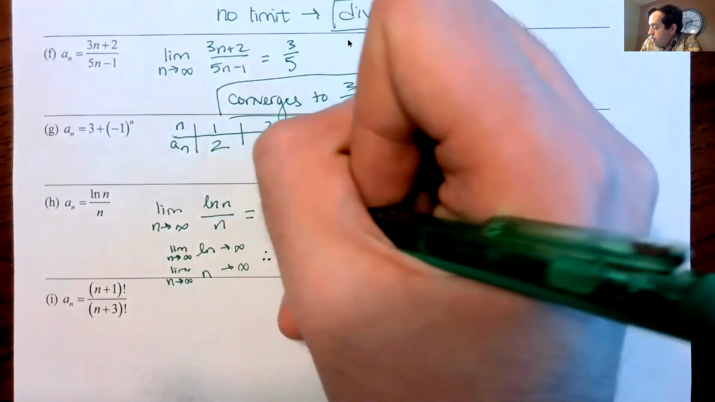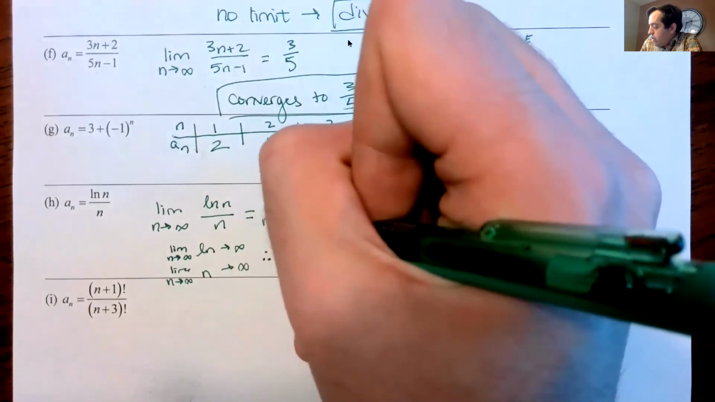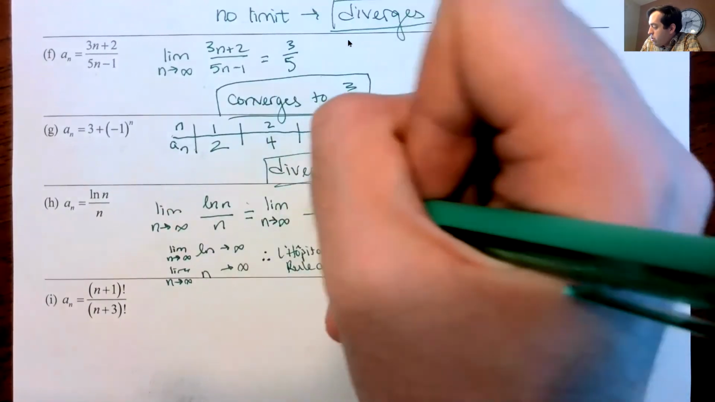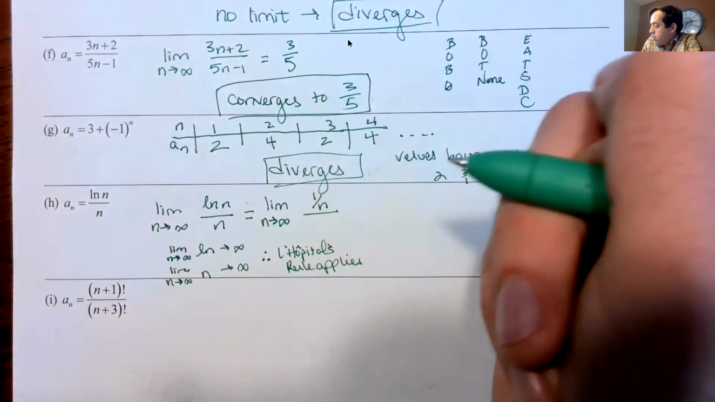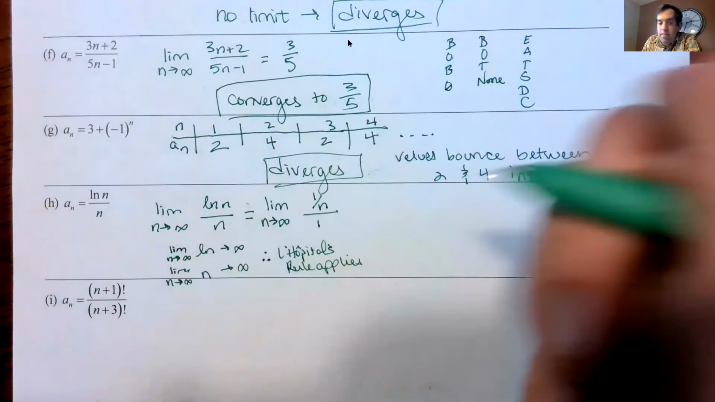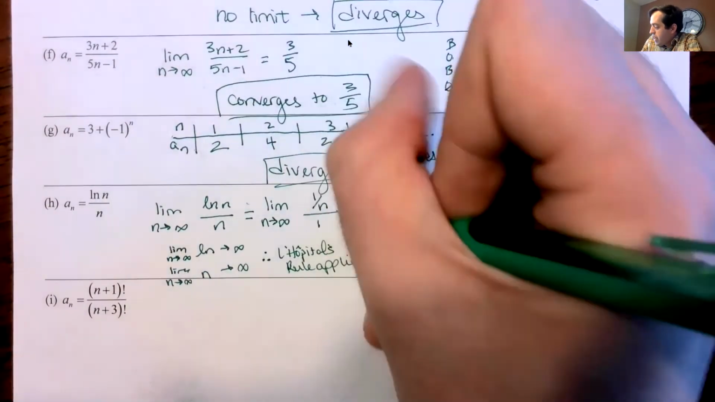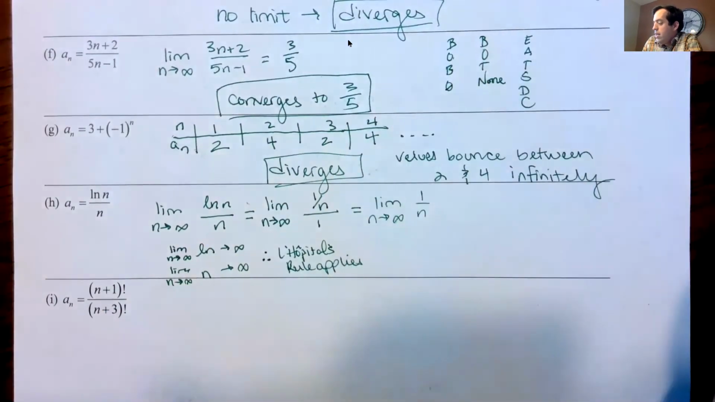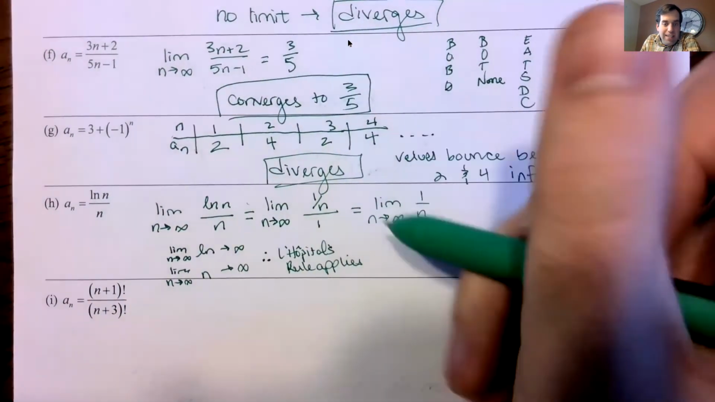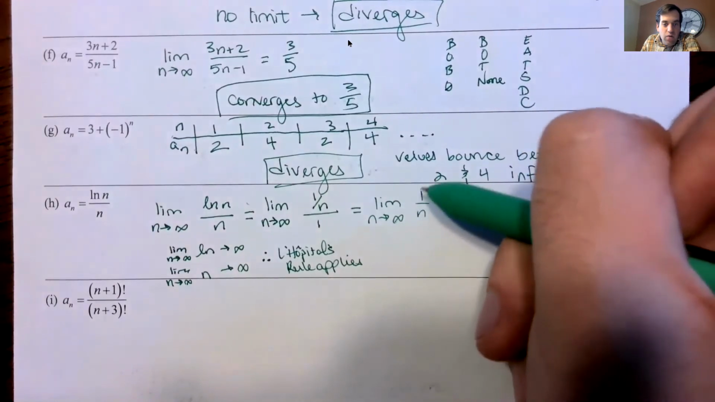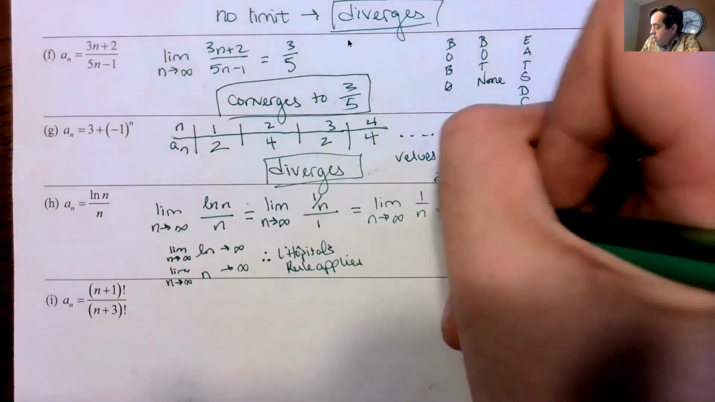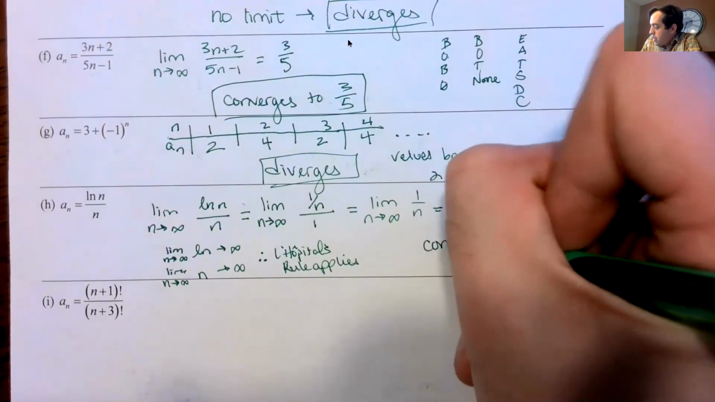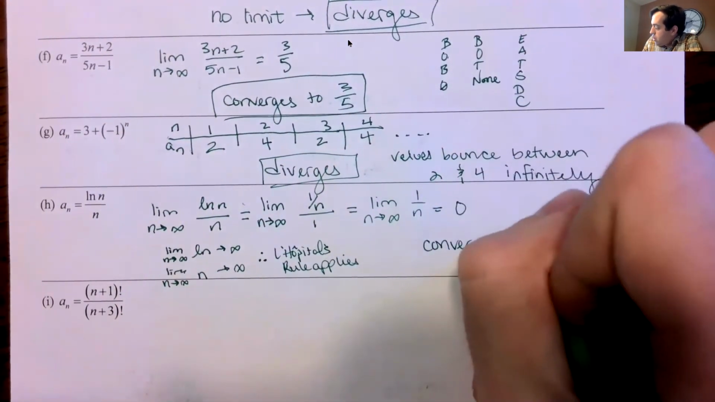So this is going to become the limit as n approaches infinity, where we take the derivative of the top and the derivative of the bottom. The derivative of the natural log of n is 1 over n. The derivative of n is 1. So this became the limit as n approaches infinity of 1 over n. And as the denominator continues to grow and the numerator stays 1, our fraction is going to approach 0. So the original sequence converges to 0.